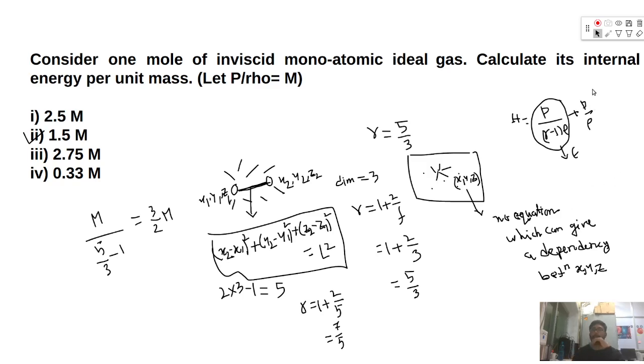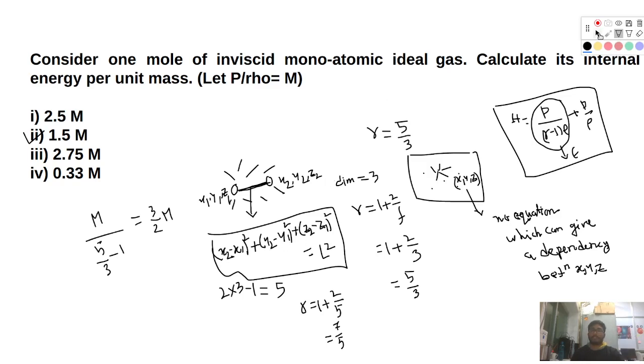Yes, but there was a P by rho, another term, right? When you consider enthalpy, you have to consider both these terms. Here you are considering only the internal energy term, which is the first term. So this is 1.5 m and this is 1 m, and that will add up to 2.5 m when you consider the enthalpy.